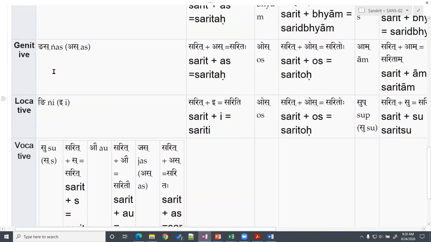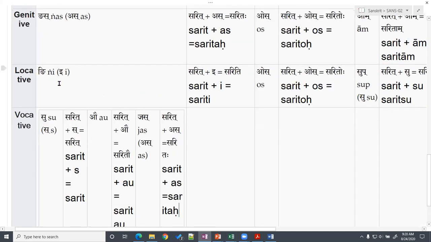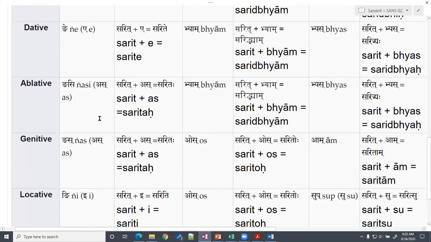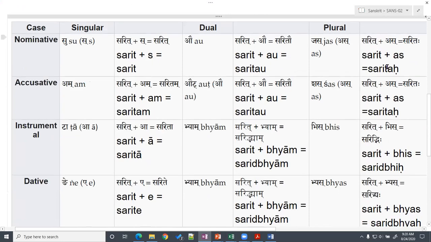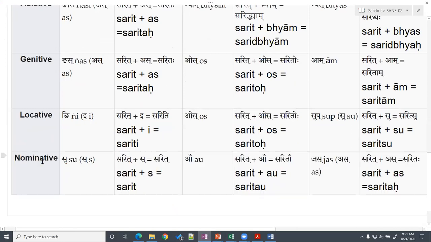Still it is doing it. So vocative, it remains the same.